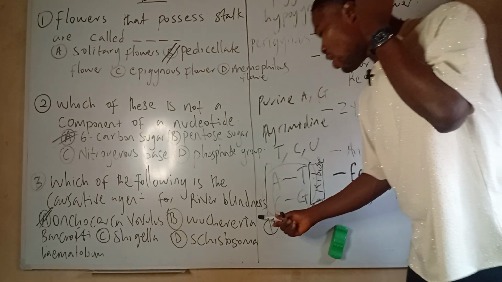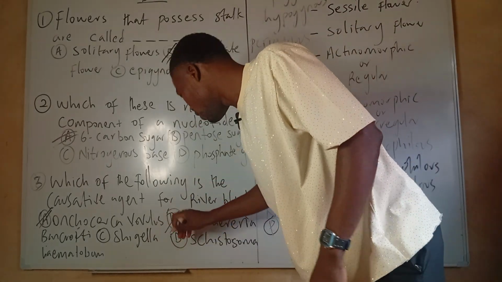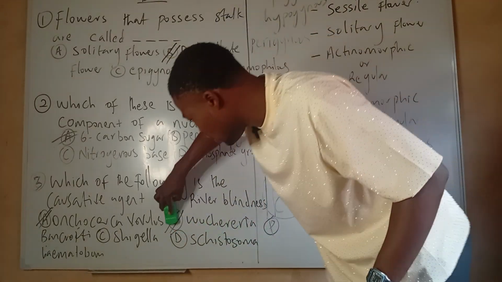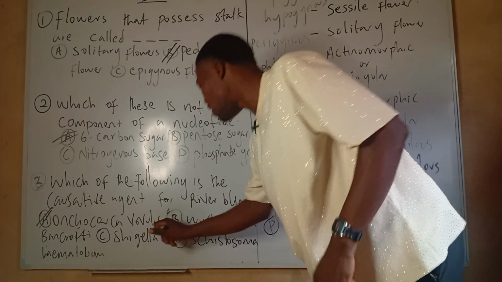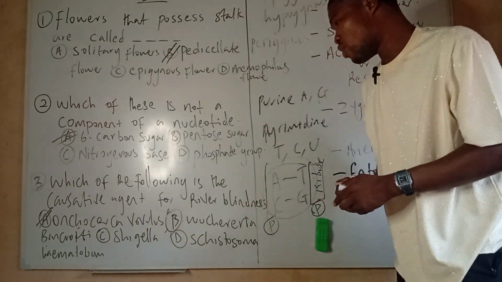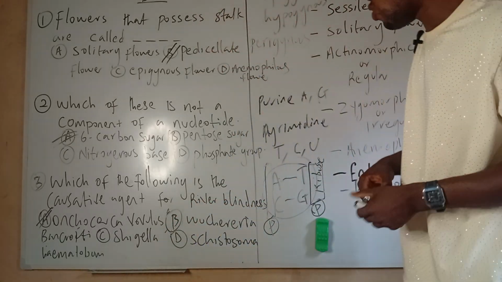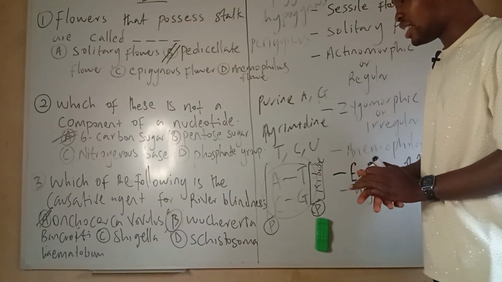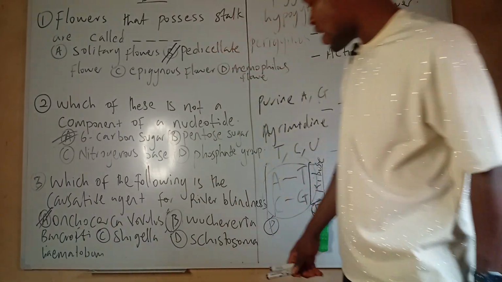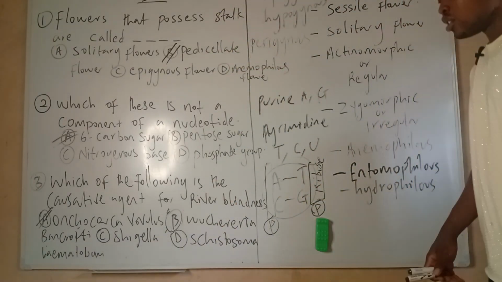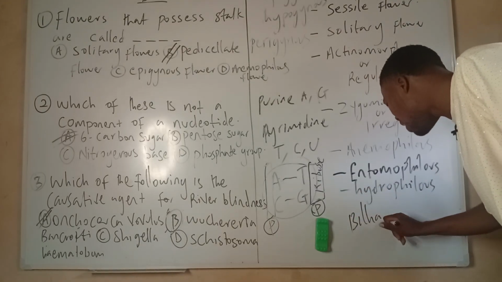Then Wuchereria bancrofti is the cause of elephantiasis. While Shigella dysenteriae causes bacillary dysentery, or bacterial dysentery. While Schistosoma haematobium causes schistosomiasis, or bilharzia.